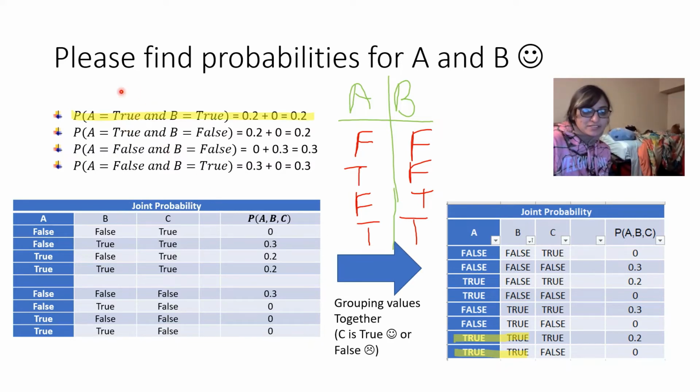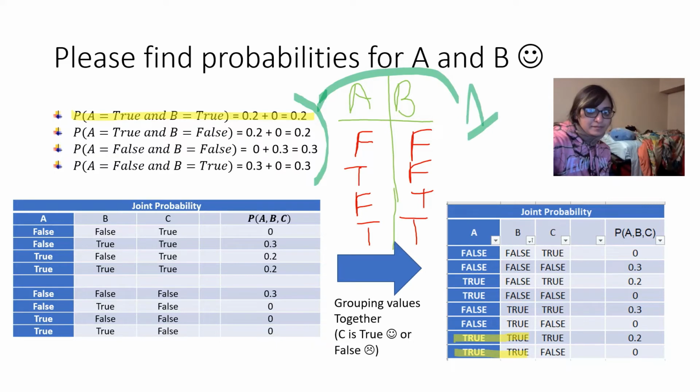And since these are all 4 possible outcomes for A and B, they should add up to 1 in the end. That is what they should add up to. So that's what we see here. And now we want to see probability A is true and B is false. So A is true and B is false. That will give this to us here. That'll be 0.2 plus 0, which is 0.2.